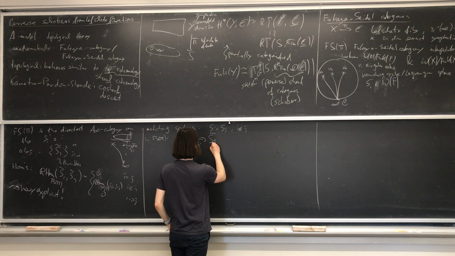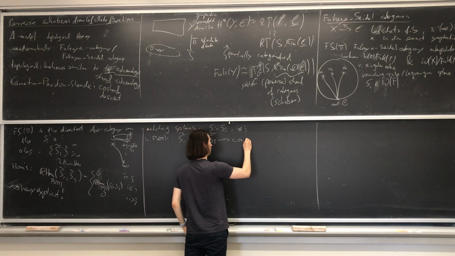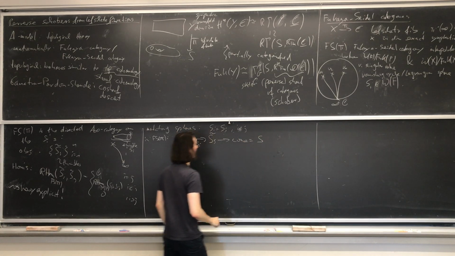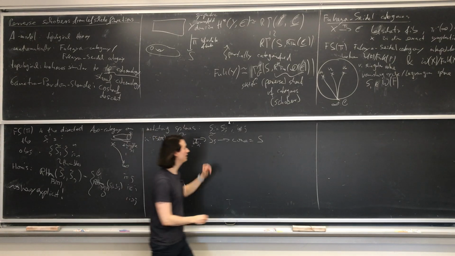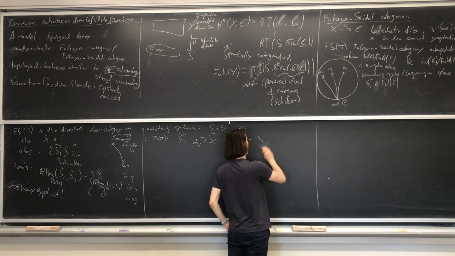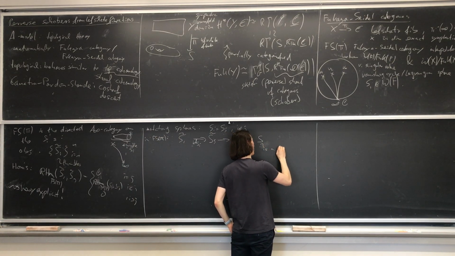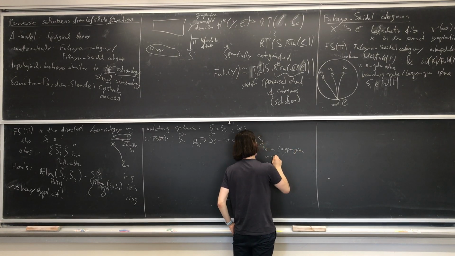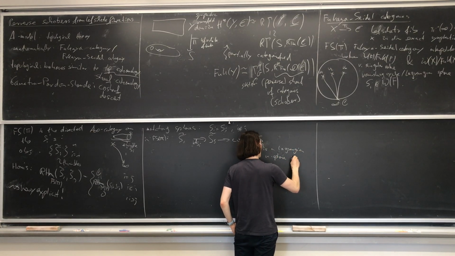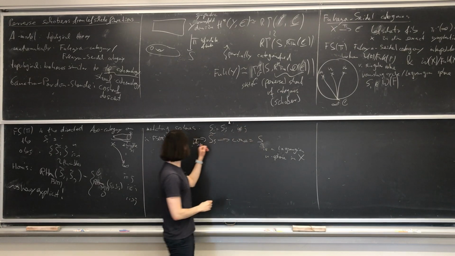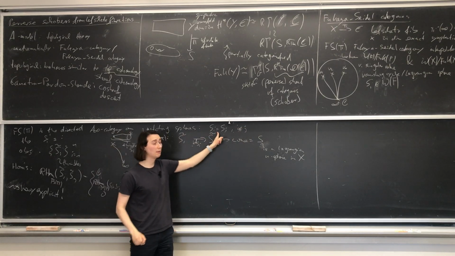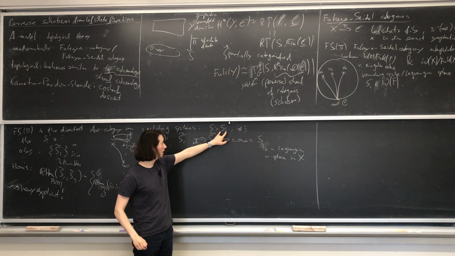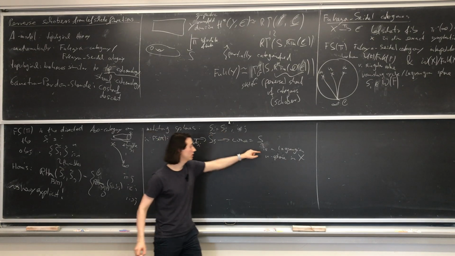I can take the cone. The cone, let's call this S. And it turns out that in this case, S is a Lagrangian n-sphere in X. So Si and Sj are Lagrangian (n-1)-spheres, the same Lagrangian (n-1)-sphere, and I get a Lagrangian n-sphere.